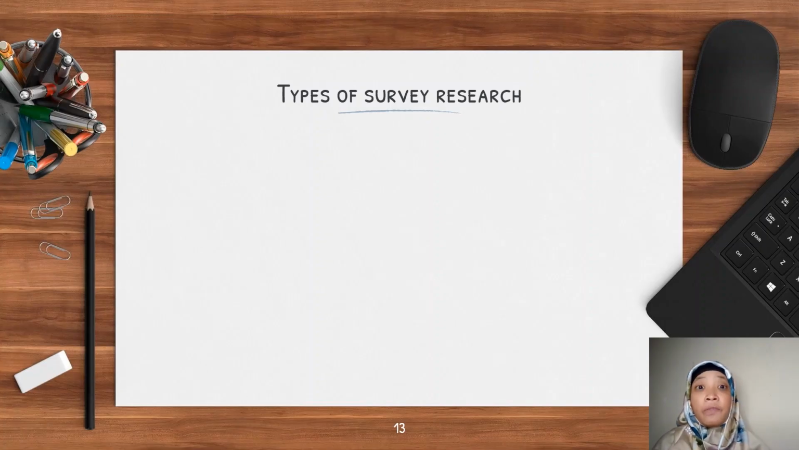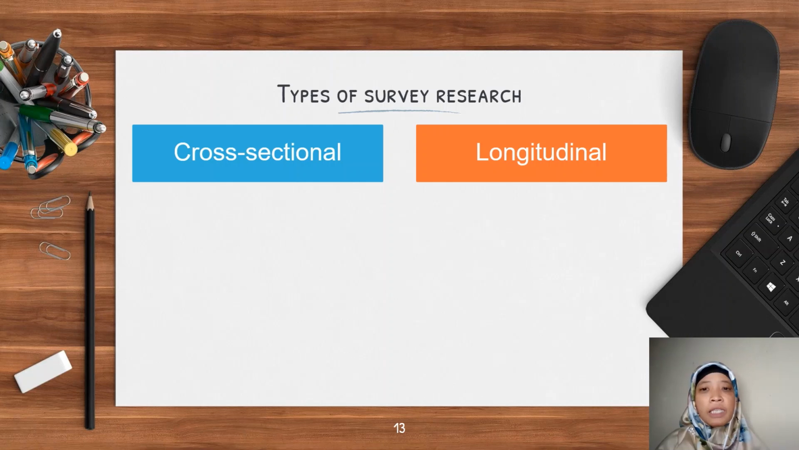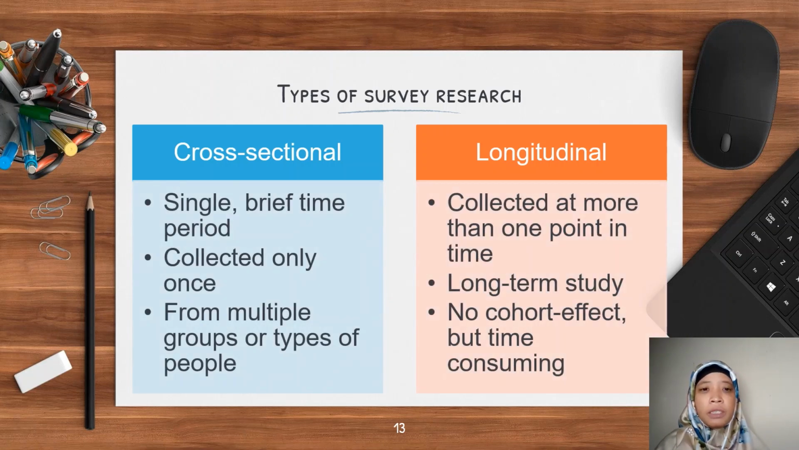There are two types of survey research. The first one is cross-sectional, and the second one is longitudinal. These are the differences between the two. The cross-sectional is conducted at one time, a single and brief time period. So what you're going to do in this class is a cross-sectional research.